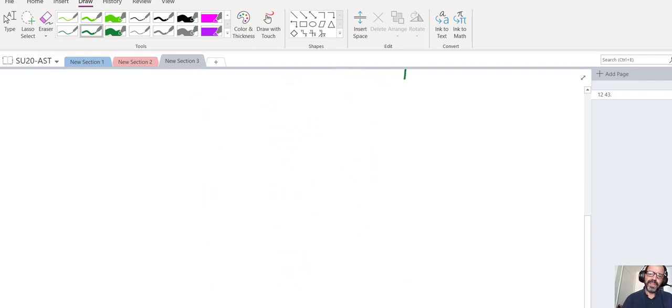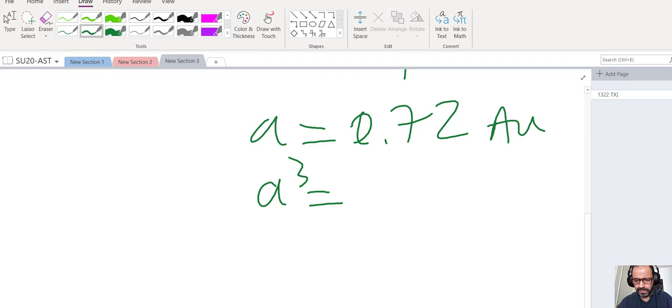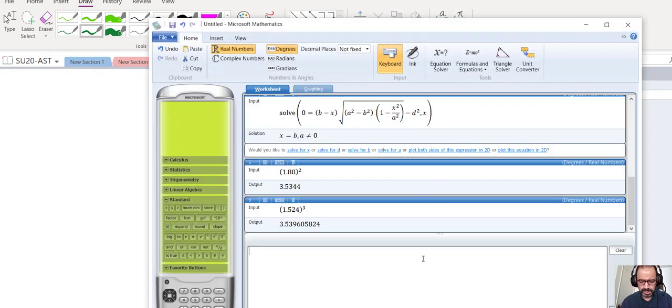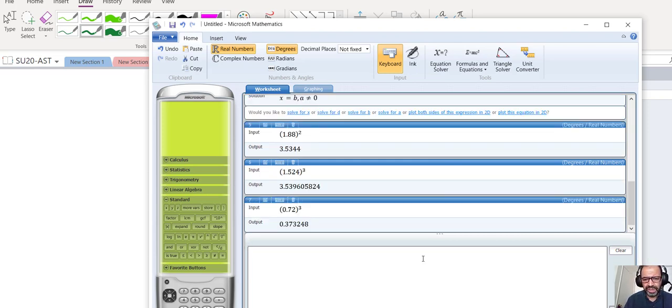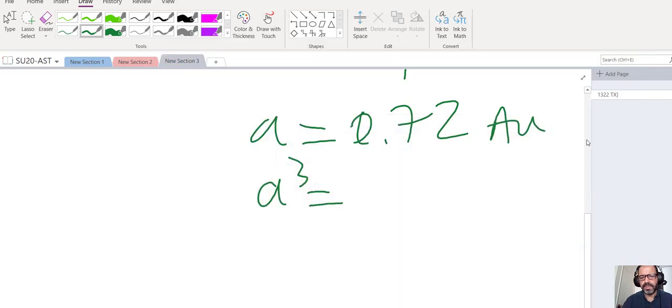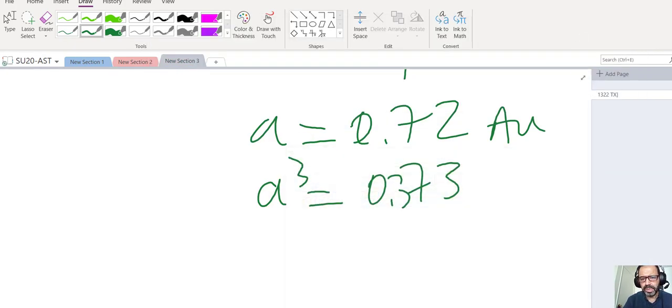Okay. Venus, we know that a is 0.72 AU. So I'm going to cube this number, and let me pull my calculator in here. I have 0.72, and I'm going to raise it to the power 3. That's how I do it on this calculator, and you can choose whatever calculator you like. So the number is 0.373. I'm going to keep 3 sig figs, okay? Let me make sure I have the numbers correct. 0.373, that's correct, okay?